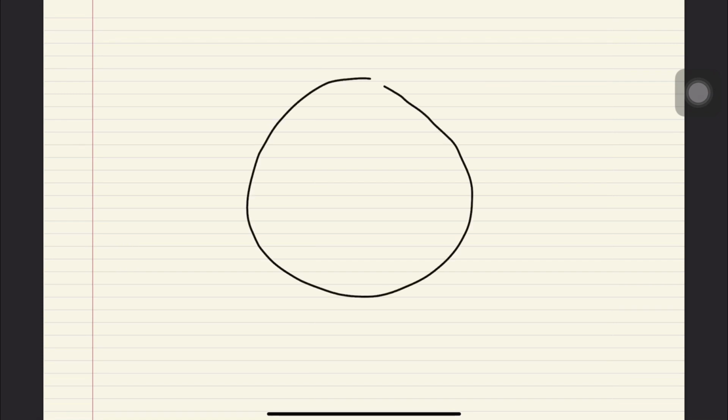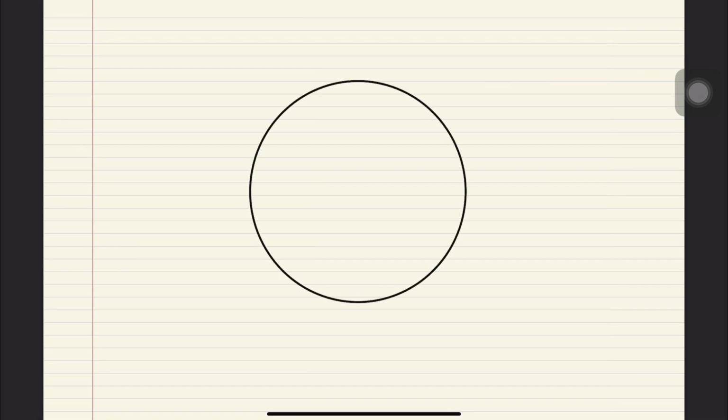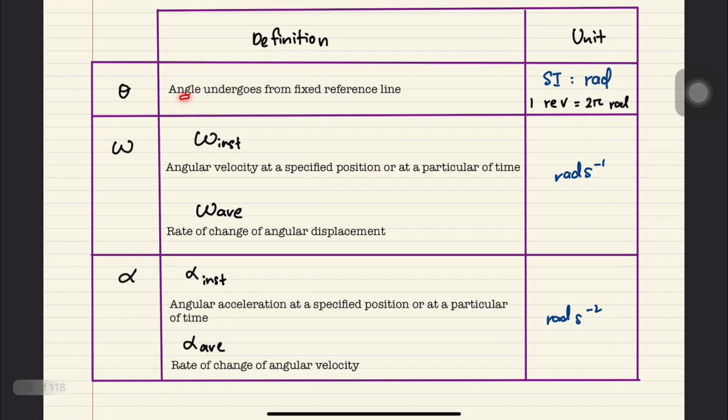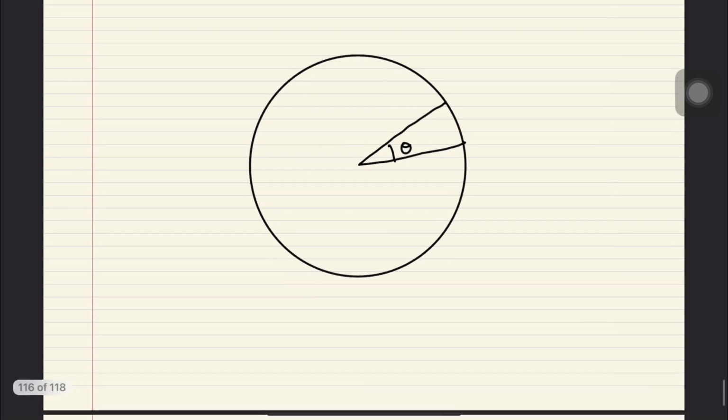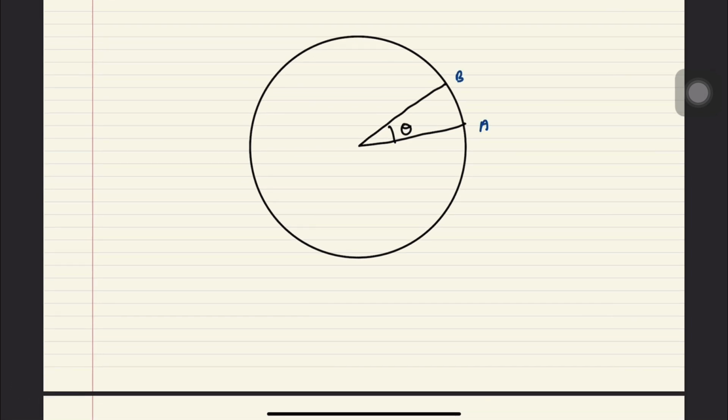Again, remember that this one is not an SI unit. So for example, if I have a circle, theta there represents this part, the angle between two fixed points. This one is from the definition itself. The angle undergone from a fixed reference line is your theta. Let's say this is point A and point B. The distance in terms of angle, or angular displacement, is the theta itself. This distance here, normally you write in terms of radian.